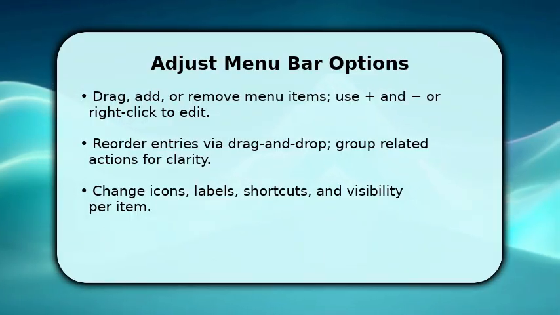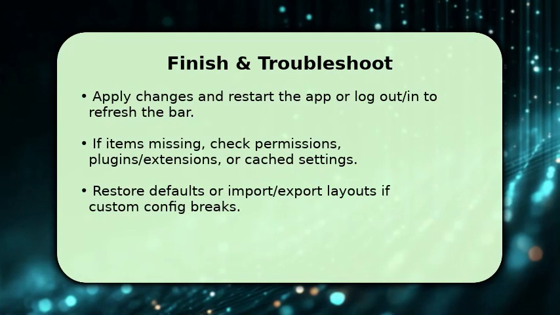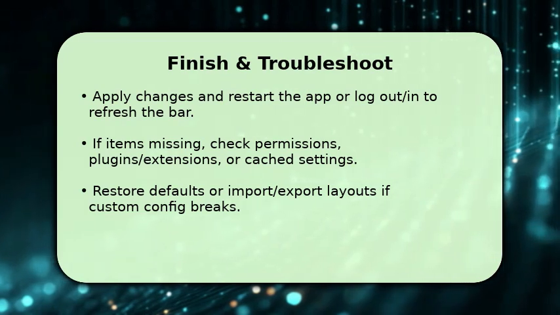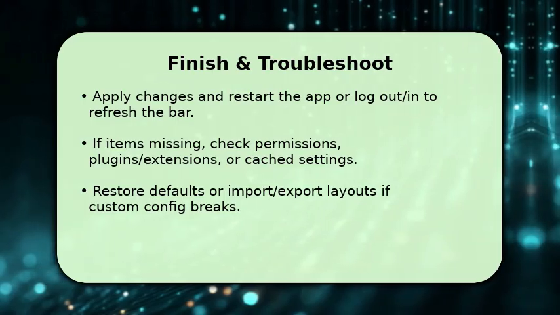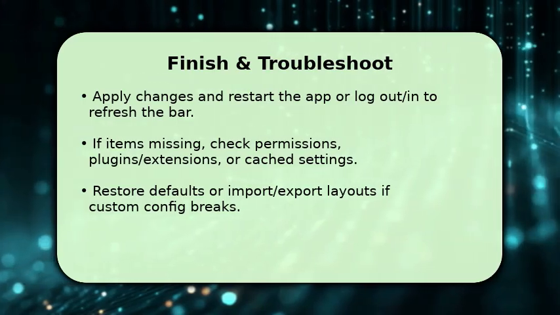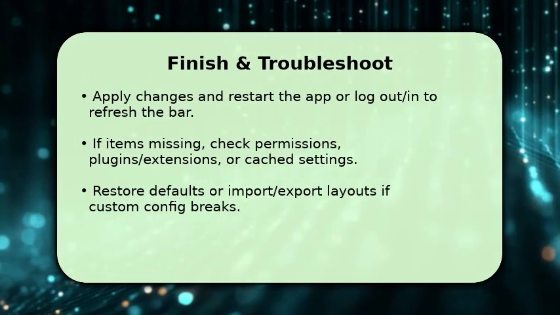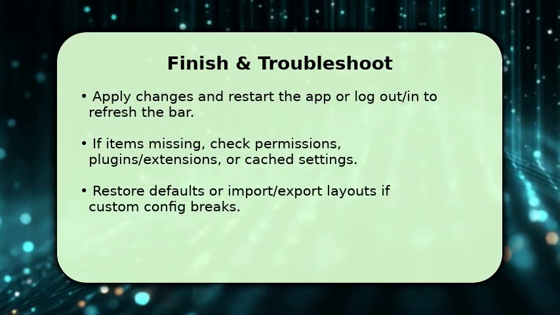Some systems require an explicit save to commit layout edits. Finish by applying changes and restarting the affected app or logging out and back in to ensure the menu bar refreshes properly. If items don't appear, inspect permissions, disabled plugins or extensions, and clear cache settings because these commonly block updates. When things go wrong, restore defaults or import a saved layout.